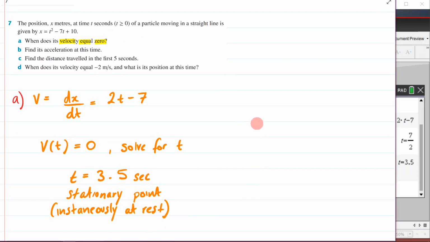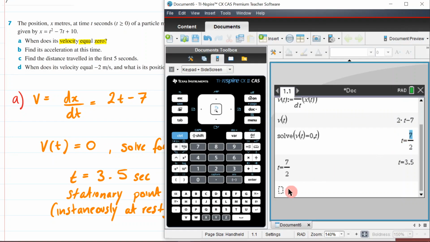Let's go on to part B now. So come over here, grab the red again, B. We now need to find its acceleration at this time. Okay, so now we have to deal with acceleration. The way that we find acceleration is by differentiating our velocity equation with respect to time. So let's come over here, and I'll do this in one step again.